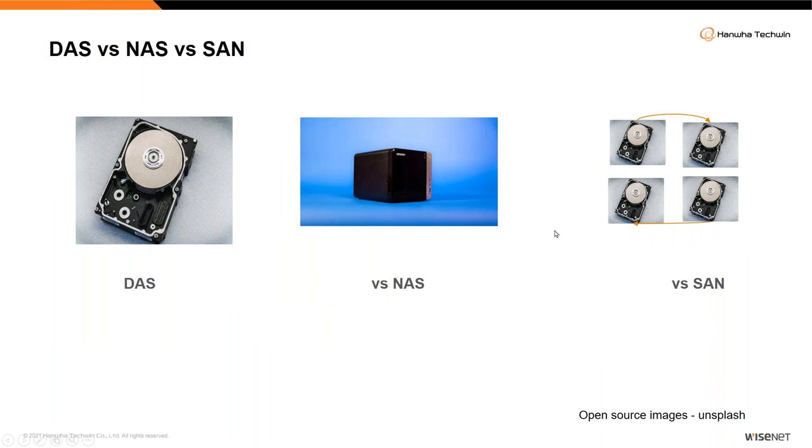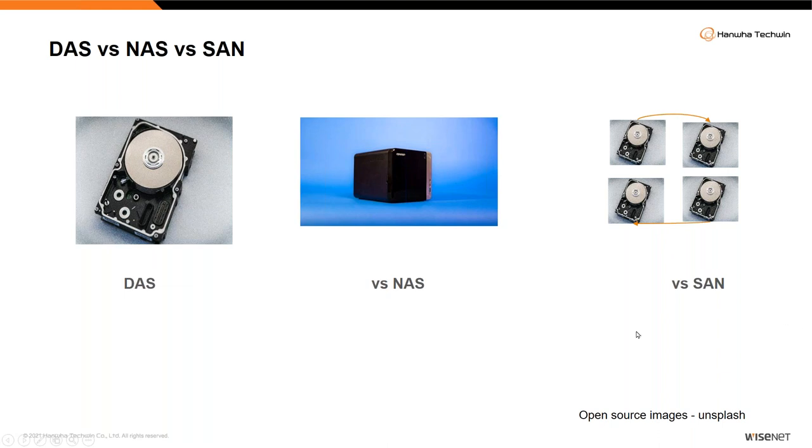NAS is over the network. The hard disks are connected over the network. The file format is a network file format. And it depends on the network as well, because you are transferring the data over the network. Next, SAN. SAN is a better way of DAS.